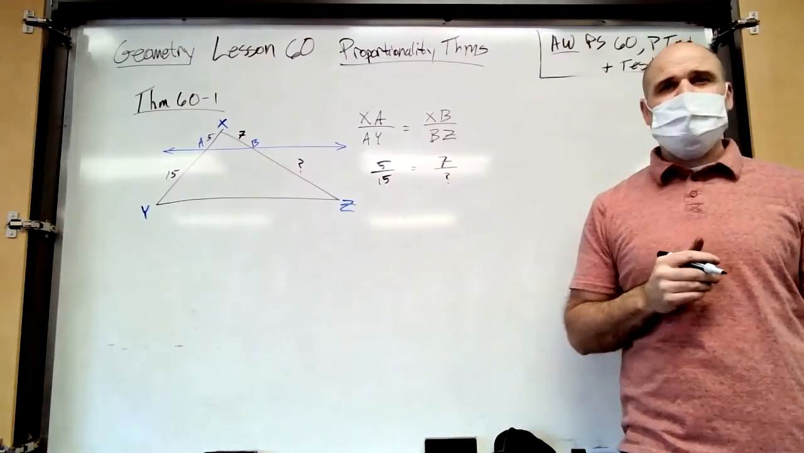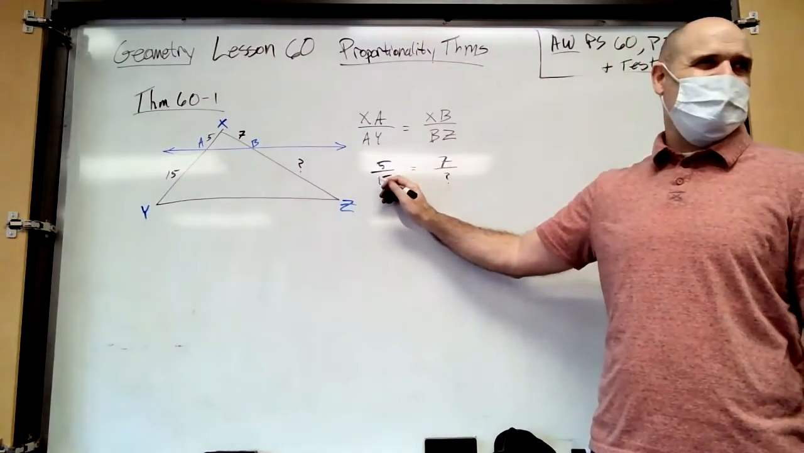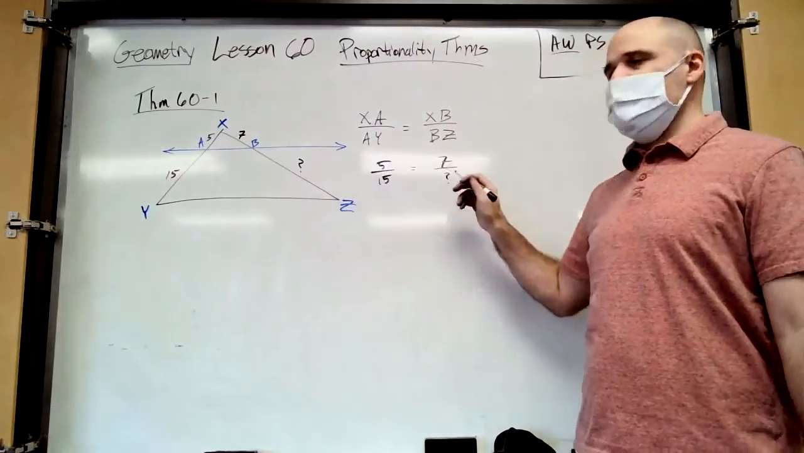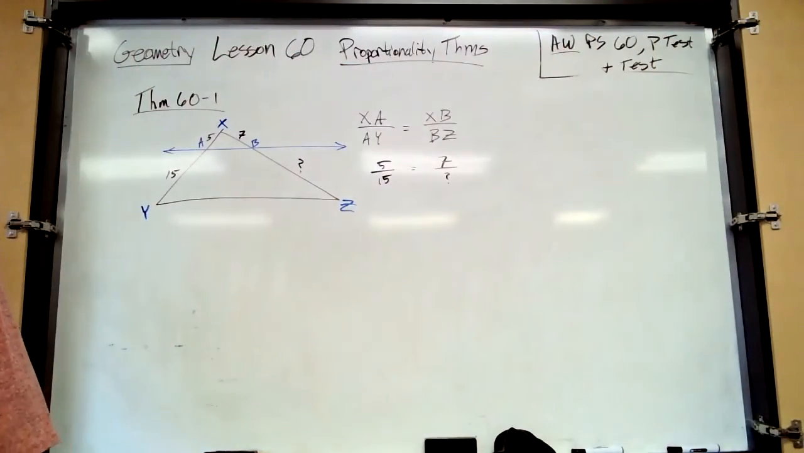Yes, just say it. Say those magic words. Fish method. 7 times 15 is 105, divided by 5 is 21. Okay? Good. All right, so that is that.